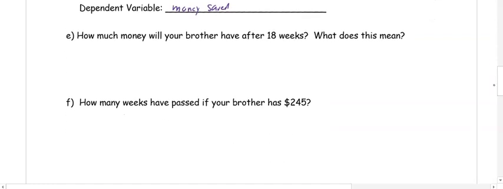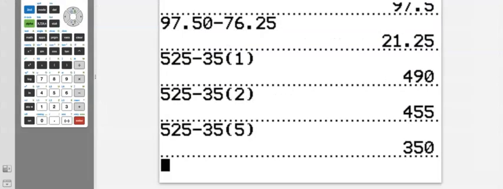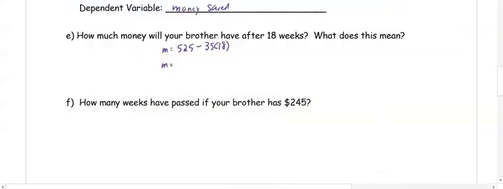So how much will your brother have saved after 18 weeks? So we can do the money saved is equal to 525 minus 35 times 18. When we put that in the calculator, we get negative $105. This means that he owes $105. Or he's in debt $105.